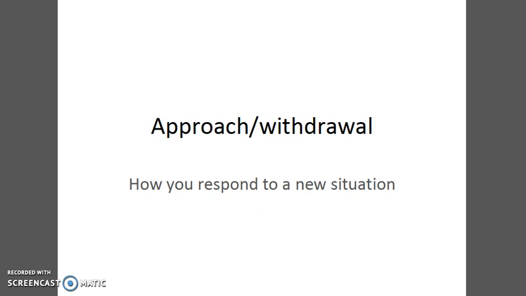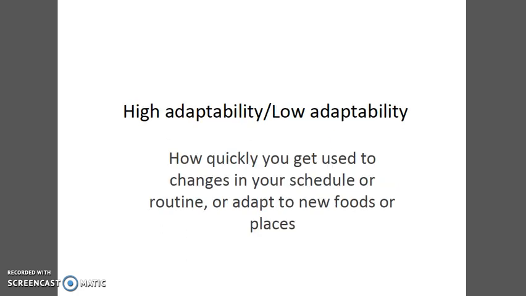Approach and withdrawal is how you respond to a new situation. So some children withdraw from people and things while others approach. Some children are very slow to a new environment, stand back and observe for a while, other children will jump right into the action. This also refers to new food, toys, etc. Adaptability is looking at how quickly a child adapts to a new routine. Also, new foods and places as well.